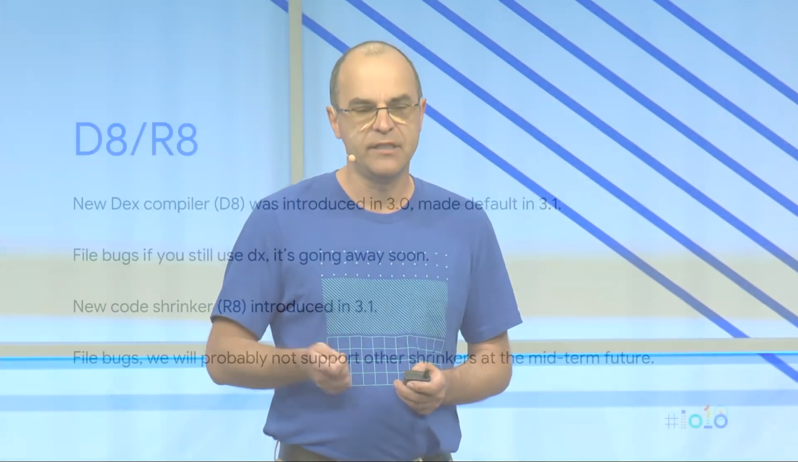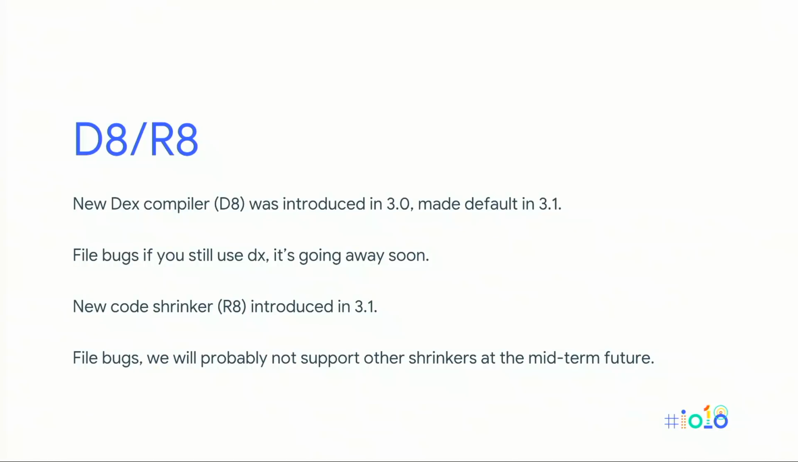Talking about Dexter, you should all be using the new D8 compiler right now. It was introduced in 3.0. It's now default in 3.1. If you still use DX because you have errors, translation errors, or runtime errors, you should definitely file bugs. They are extremely responsive at fixing those issues. And again, we're going to be phasing out the old DX very soon. And we would like you to still be capable of building your applications, so please file bugs.